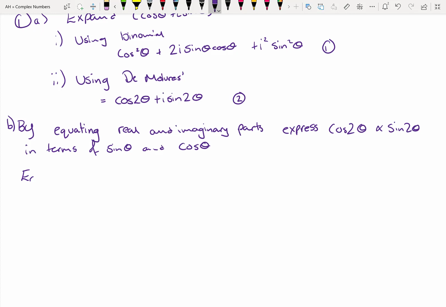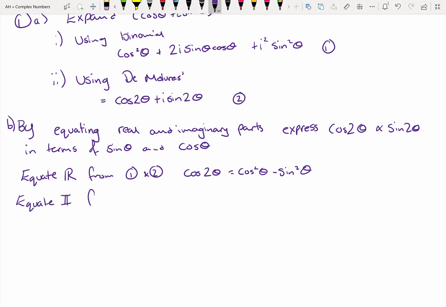Well, if we're going to equate our real terms from equations 1 and 2, then we end up getting cos 2 theta is equal to cos squared theta minus sine squared theta. And if we want to equate our imaginary parts from 1 and 2, we're going to end up getting sine 2 theta.